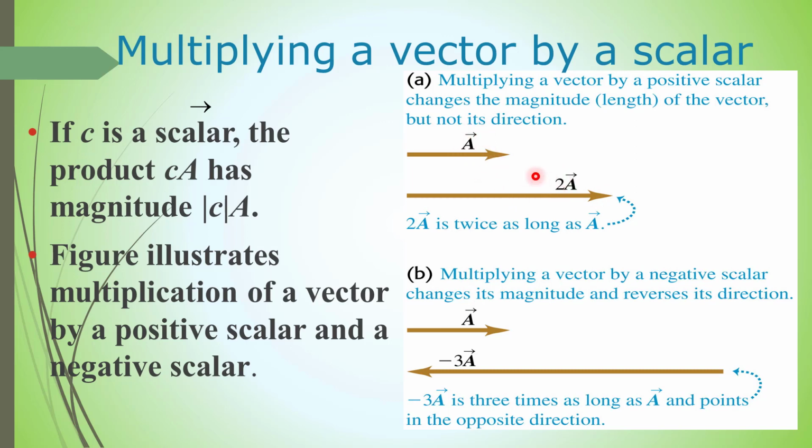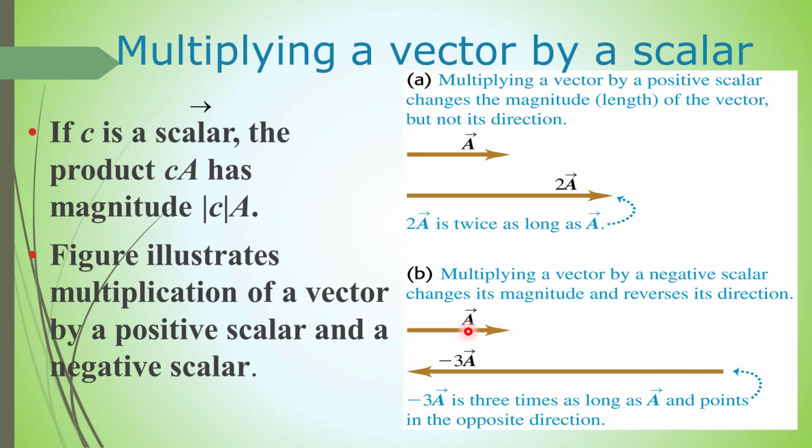Multiplying a vector with a positive scalar will simply increase its magnitude, nothing else. But if we multiply this vector A with -3, it will increase its magnitude 3 times and it will also reverse its direction because a negative sign is there, and you know that the negative of a vector has the reverse direction.